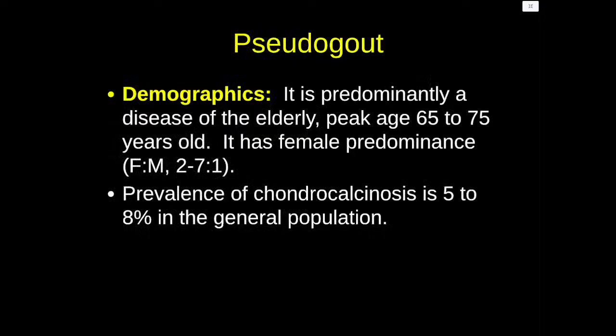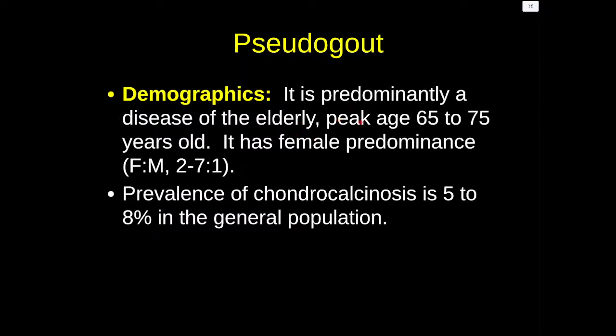You see here they are small. These are the leukocytes, and inside the leukocyte there is a small rhomboid-shaped crystal. It's very small, much smaller than the monosodium urate crystals of gout.